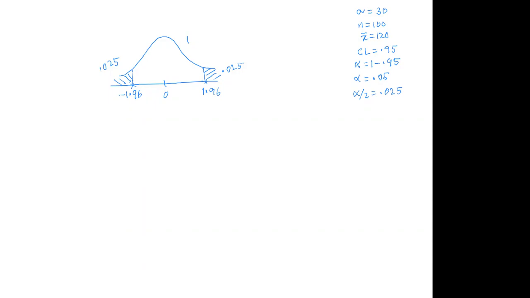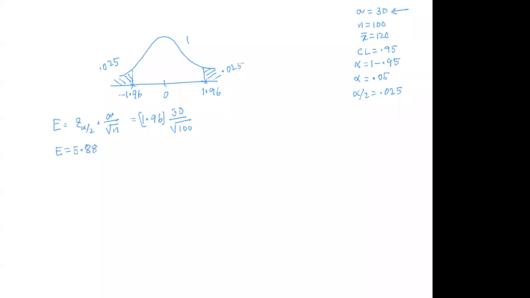So my margin of error is going to be E is equal to z sub alpha over 2 times sigma divided by square root of the sample size. Z sub alpha over 2 is 1.96 times sigma, which is, what is sigma? 30 is given in the problem, divided by square root of 100. So it's going to be 5.88, I believe. 1.96 times 3 is 5.88. So your margin of error is 5.88.